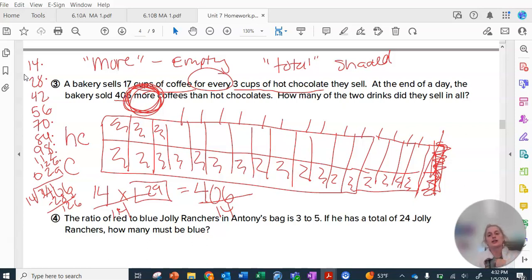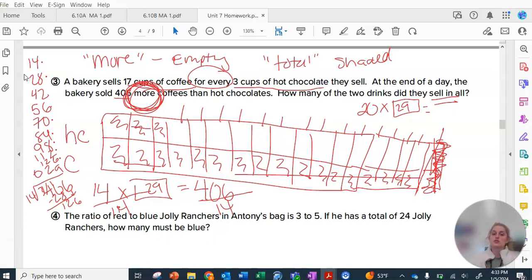How many of the 2 drinks did they sell in all? In all is another way to say total. So you were going to say all these 17 plus 3 more, that's 20 boxes. And we now know that the box is worth 29. So when you solve that multiplication problem, that's your final answer.